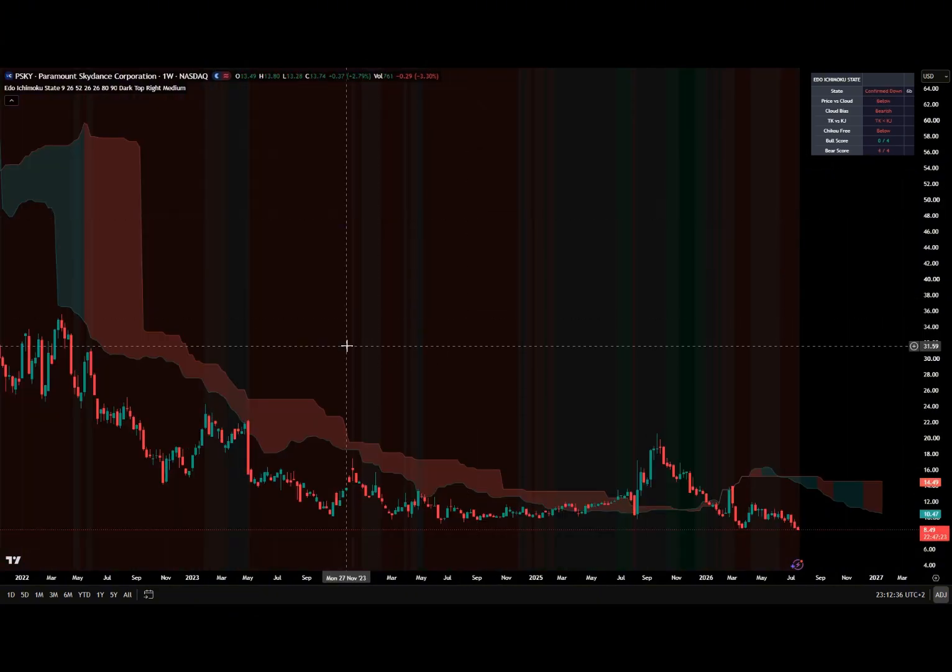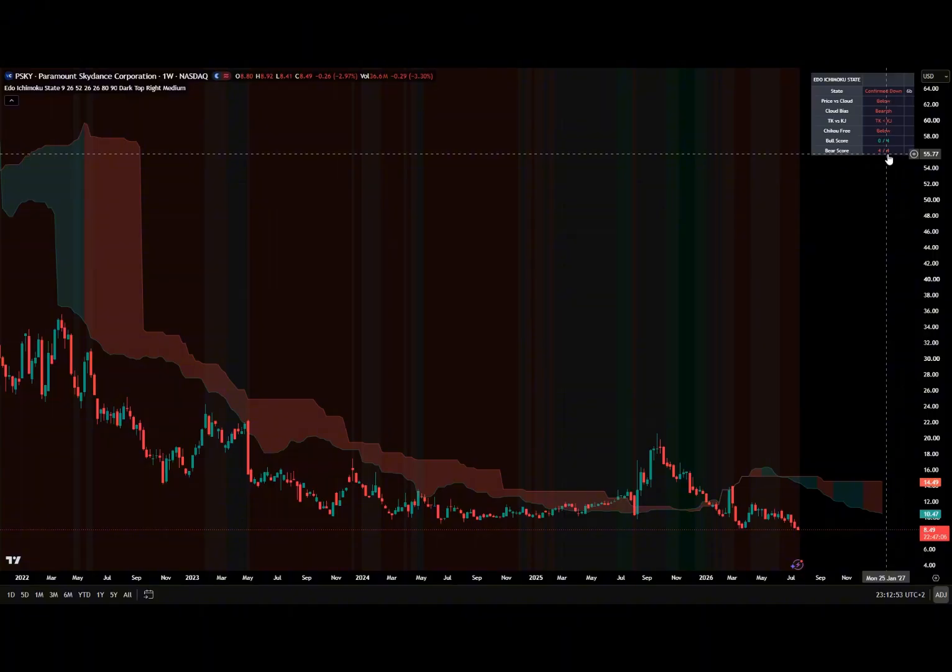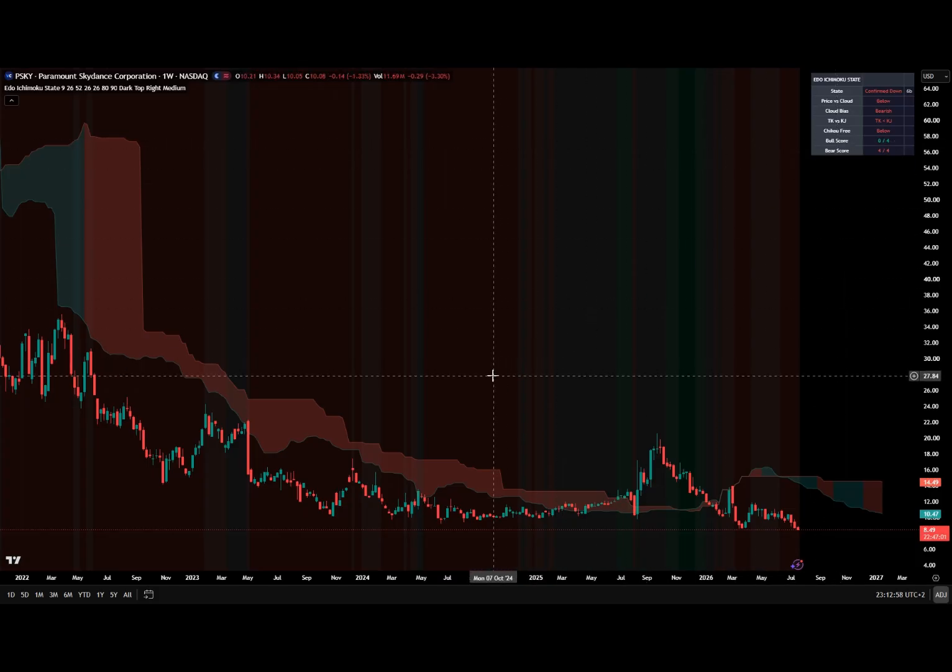Confirmed down is the full bearish state, price below a red cloud, the cross down, and the lagging span held below. On Paramount weekly the cloud has been red and falling for years, with price pinned underneath it the whole way. The background is a solid red and the bear score reads 4 out of 4. Every rally that reached the cloud was capped by it. That is the cloud acting as resistance. A confirmed state does not predict the next candle. It tells you which side has full control right now.